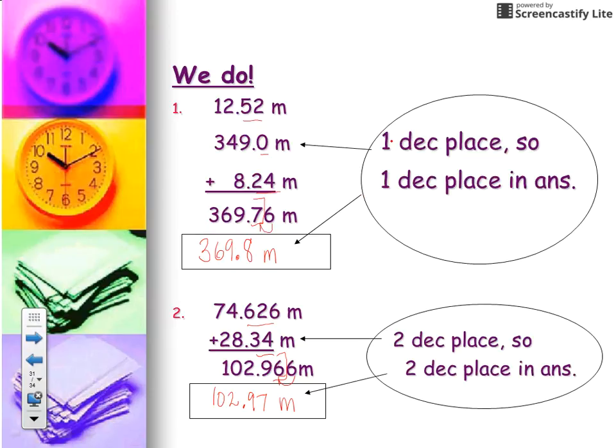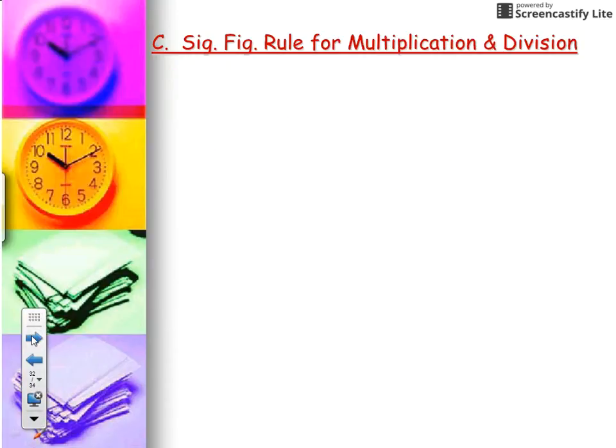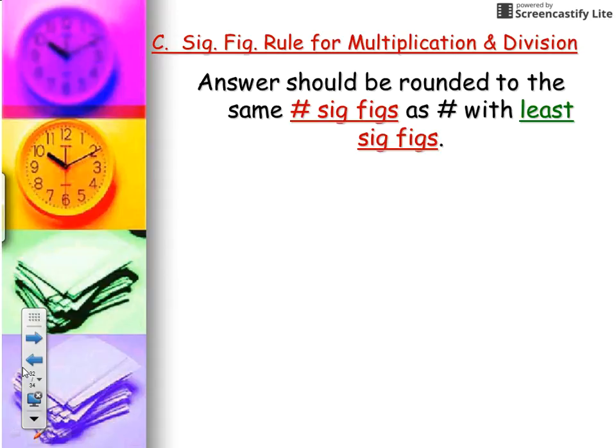Again, 1 decimal place here, determined we needed 1 decimal place in this answer. This had 2 decimal places, which was the fewest, so we rounded this to only 2 decimal places. So when you're adding and subtracting, you look at decimal places. What if you are multiplying and dividing?